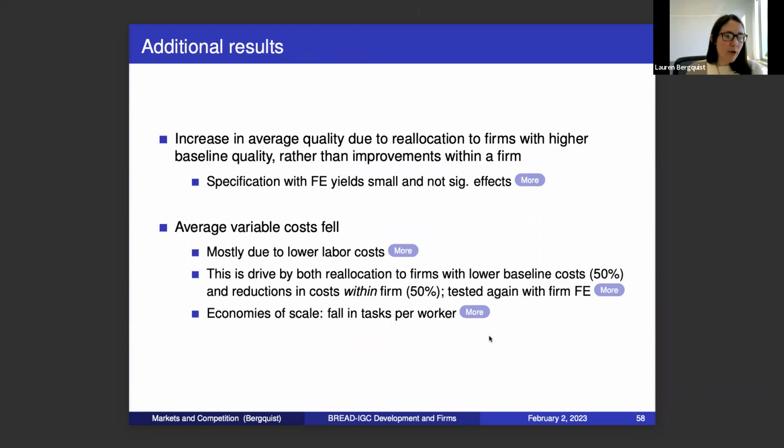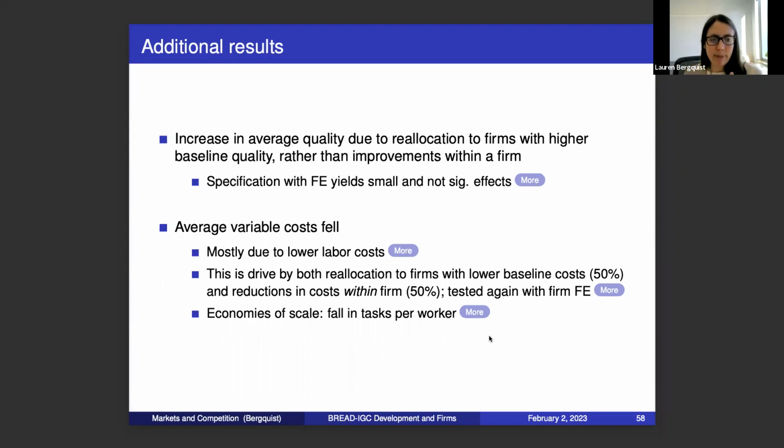They do a bunch of other pretty clever things to isolate the exact causal mechanism of what's going on here that I really like, and I'll just mention them briefly. So, you could ask, is this increase in average quality coming from a reallocation to firms with higher baseline quality? That's the story I've been telling so far. You can also imagine that firms internally are upgrading their quality in response to competition.